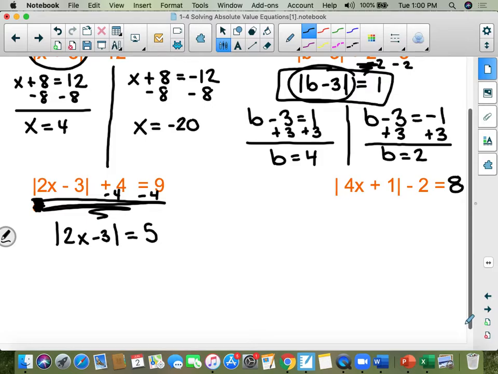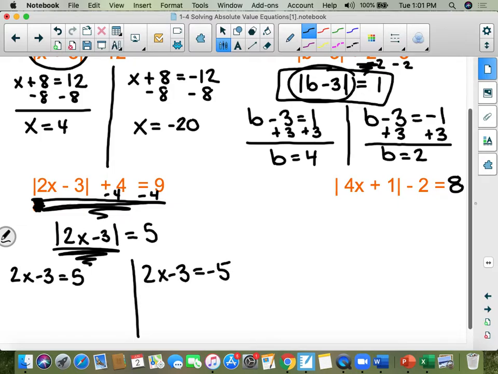Once you get this alone, this is called the absolute value, I'm going to make my bar. And one is going to be 2x minus 3 equals 5, exactly the way it's written without the absolute value. And the other one is 2x minus 3 equals a negative 5. I'm going to add 3. I'm going to add 3.